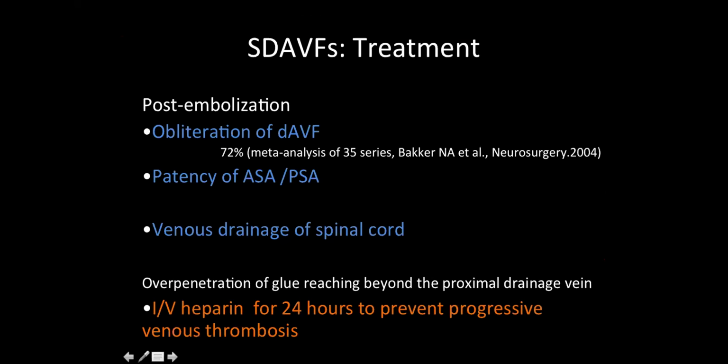So post-treatment, what to expect is that we have to obliterate the shunt completely, which is successful in up to 72% in one meta-analysis. The ASA and PSA have to be patent, and the venous drainage has to be intact. If we suspect we have over-penetrated the glue, reaching beyond the proximal draining vein, then it's wise to use IV heparin for the next 24 hours. It is also advised that in cases that have descending drainage, not just ascending drainage, anticoagulants are also advised.